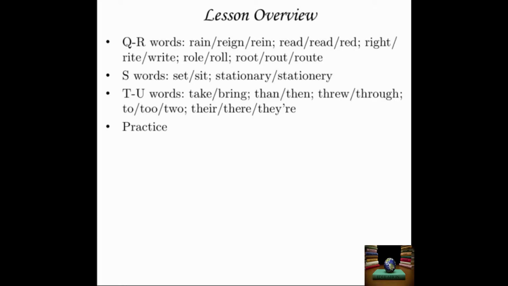We'll start with the overview. We didn't actually have that many Q words, so we went right to the R's. We're going to cover rain, reign, and rein; read, read, and red; write, right, and rite; role and roll; and route, root, and rout, either route or route, depending on your region. We'll get to that. Then we have some S words, set versus sit, and stationary versus stationery.